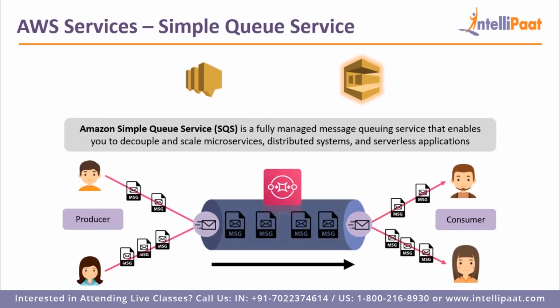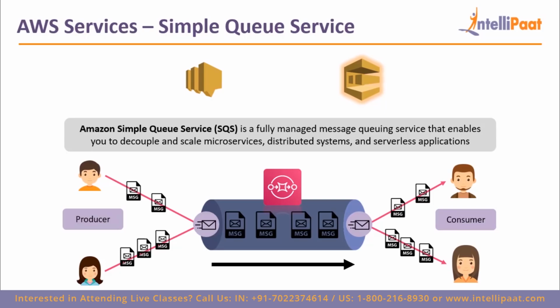Moving forward, now let's look at the Simple Queue Service. What is a Simple Queue Service? It's basically a place where you can store all your jobs whenever you have a stateless kind of architecture. What is a stateless architecture? Let's say you have a system which doesn't have its own memory. The prime example for this would be AWS Lambda.